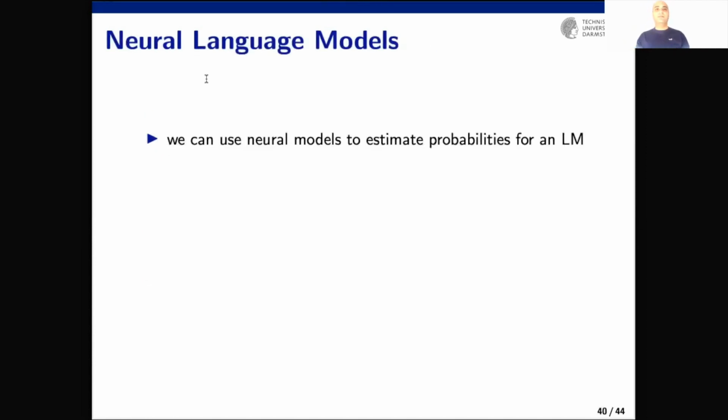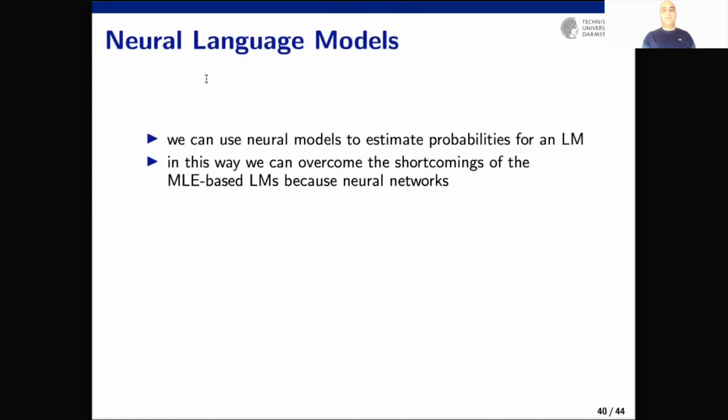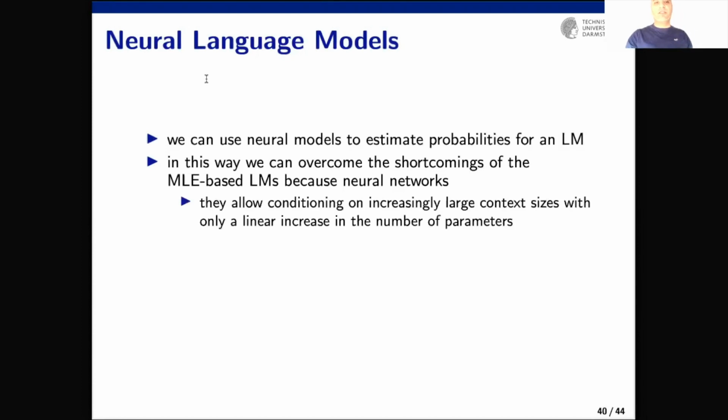To overcome these issues, we can use neural language models to estimate the probabilities. In this way, we can overcome the shortcomings. Because neural networks allow us to condition on increasingly large context sizes, we can use larger n-grams. As we discussed, conditioning in a neural network means that you use the given part, or the part after the conditioning bar of the probability, as the input to your neural model.